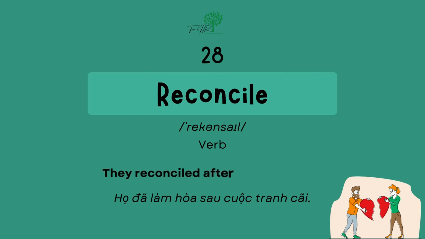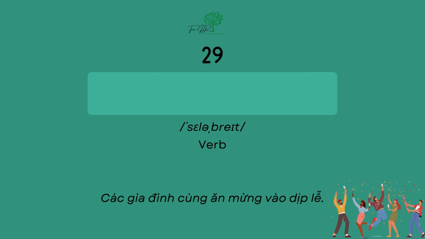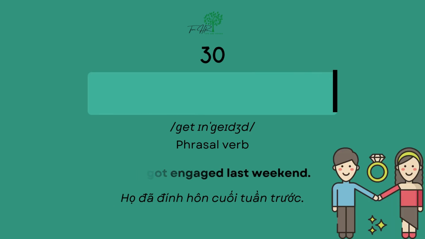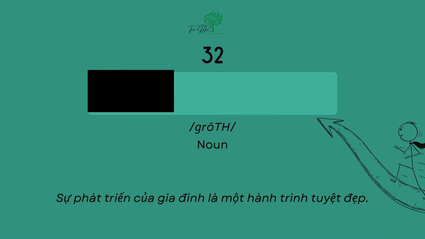28. Reconcile. They reconciled after the argument. 29. Celebrate. Families celebrate holidays together. 30. Get engaged. They got engaged last weekend. 31. Propose. He proposed to her during a romantic dinner.